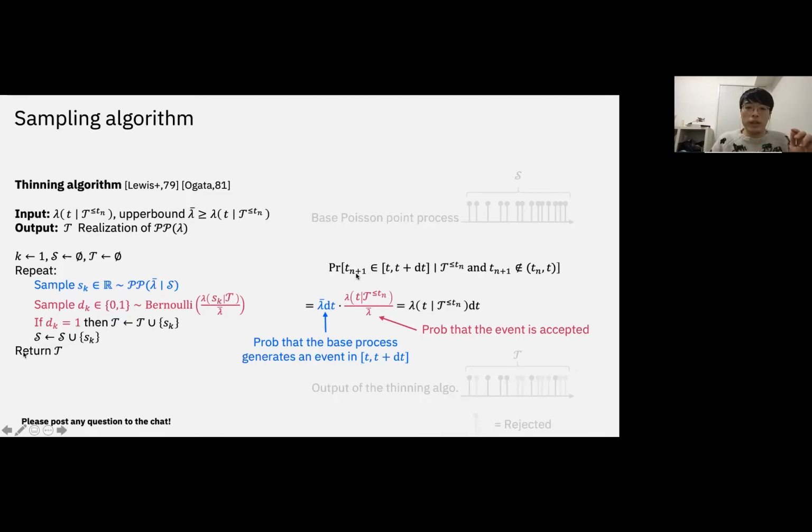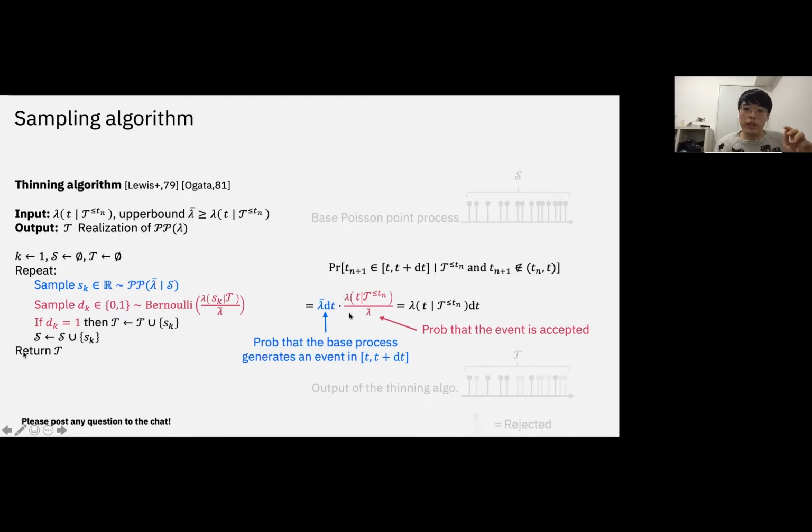And this probability is defined by the product of these two probabilities. The first one is the probability that the base process generates the new event in this time interval from time t to t plus dt. And this is the probability defined by this quantity.